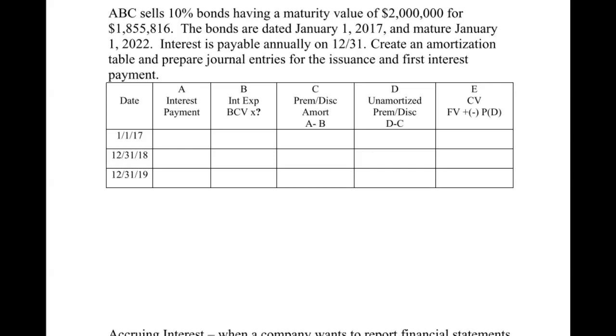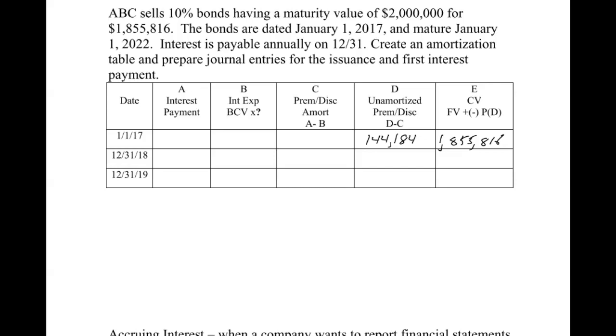All right, so we've got a company. They sell 10% bonds having a maturity value of $2 million for roughly 1.8 million. Notice this one is telling you the present value. So right away, I know that this number is 1,855,816, which is going to make the discount at the beginning 144,184. So I didn't have to calculate the present value in that. The bonds are dated January 1.